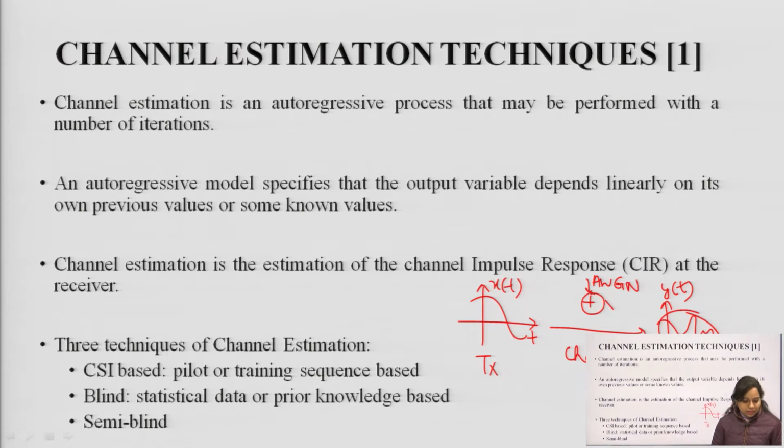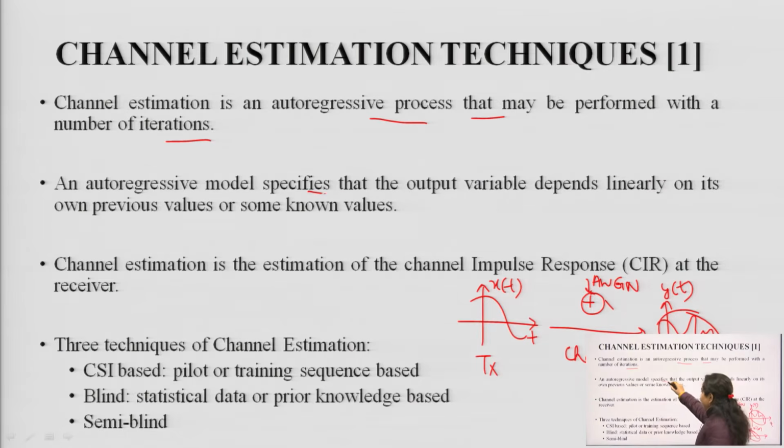So, first we will see the channel estimation technique. Channel estimation is an autoregressive process that may be performed with a number of iterations. Number of iterations means, let us say in the first go it will be k equals 1, so that is a kind of loop, then in the second go k will be equal to 2, then k equals 3. The maximum value of k can be taken as 15 in case of carrier sense multiple access, which means how many times the packet will be retransmitted. So, that is the channel estimation process.